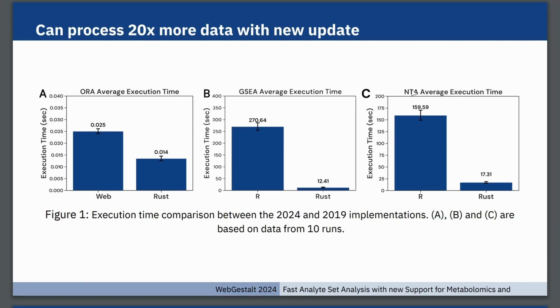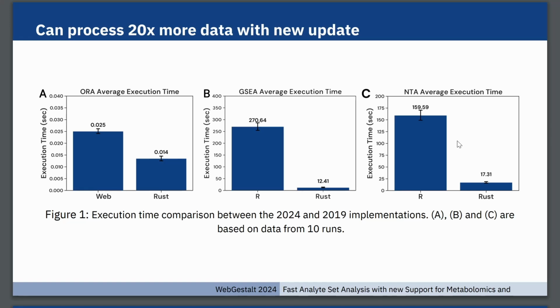And then network topology analysis is very similar to overrepresentation, but before it does overrepresentation analysis, it does this random walk. And so that process took a long time as well. That normally would take 3 minutes, and now we get that down to 17 seconds. And so by making Rust do all the hard computation, we allowed it to increase performance.